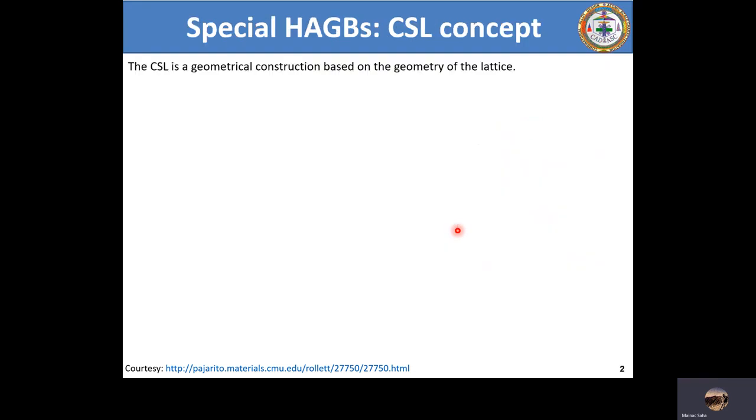So for that, we need to understand first what the CSL concept is about. See, the CSL concept first talks about two grains, and we are trying to understand the special high angle boundaries by the CSL. We are only considering that there is a coincidence of the lattice points.